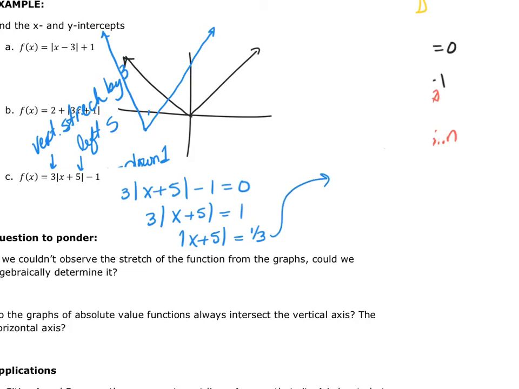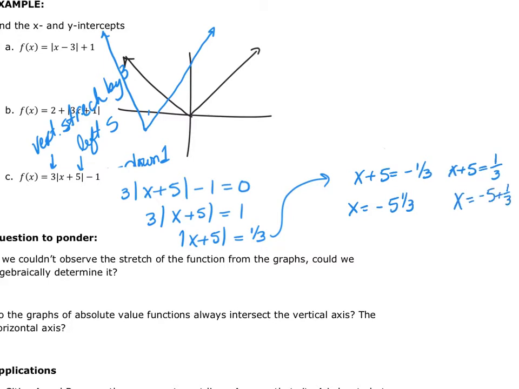Let me just erase this over here. So what we end up with is x plus 5 is equal to negative 1/3, and x plus 5 is equal to positive 1/3. So x is equal to negative 5 1/3, and you can turn that into its decimal equivalent or improper fraction, or you can just leave it like that. And then x is equal to negative 5 plus 1/3. So in other words, I'm going to have negative 4 2/3 is my other x part.